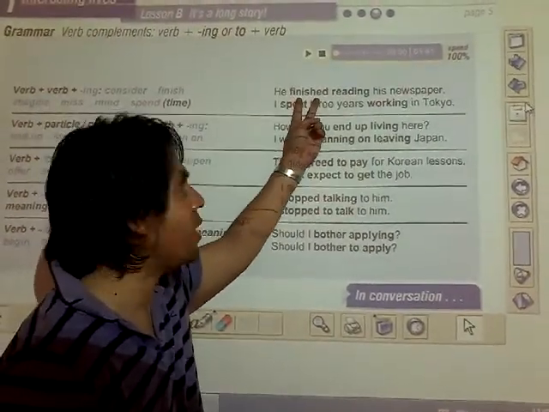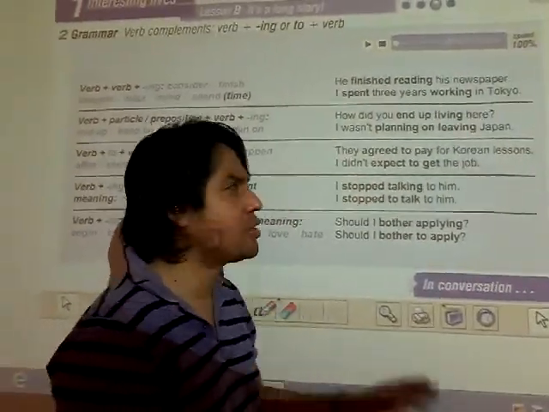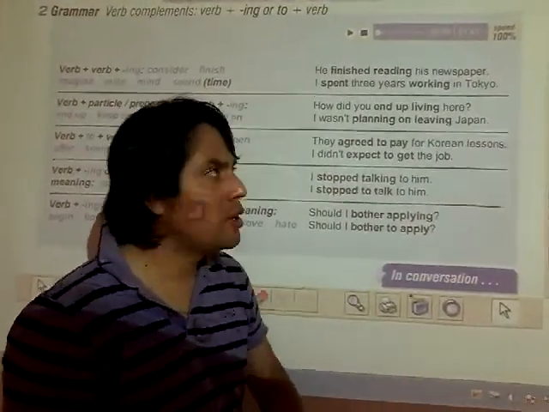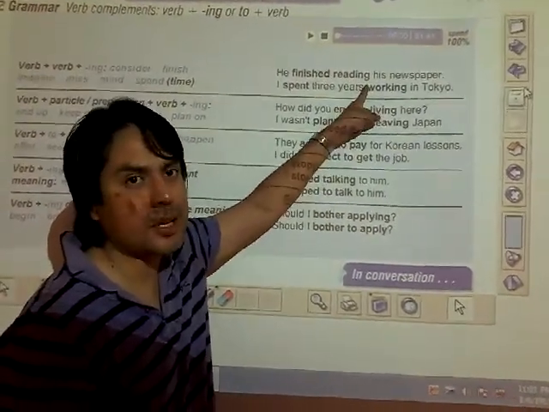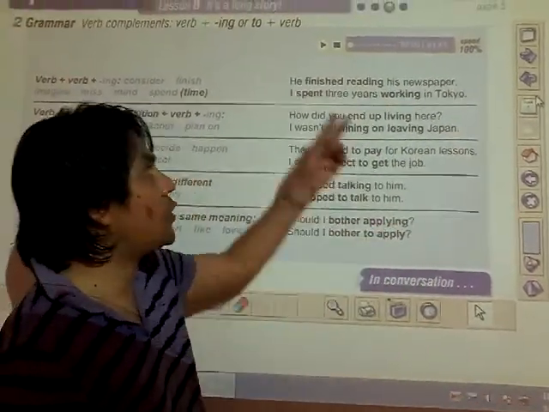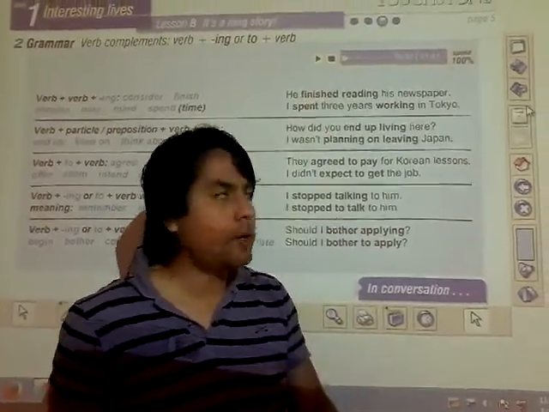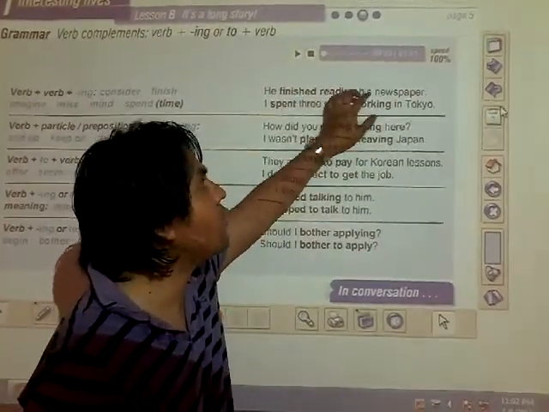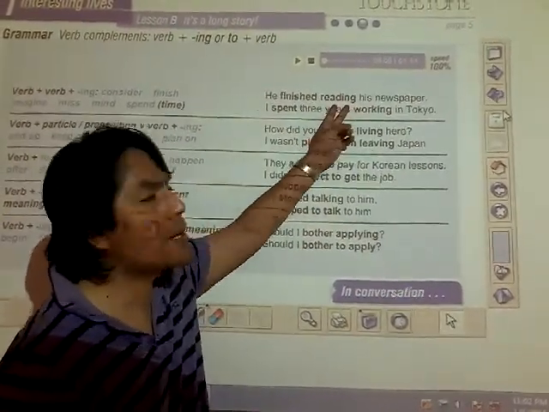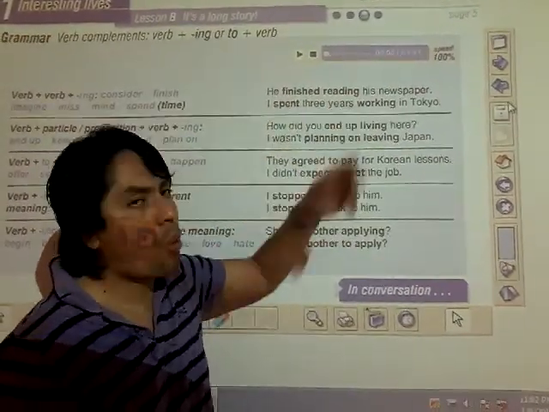And then we don't say, he finished to read. No, that's wrong. No. We say, he finished reading, plus ing. Why? Because the verb is finished. That's the only reason. With verbs like finish, always the other verb is going to be plus ing. Always. Okay?